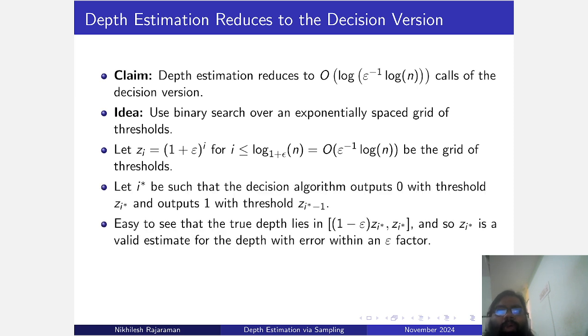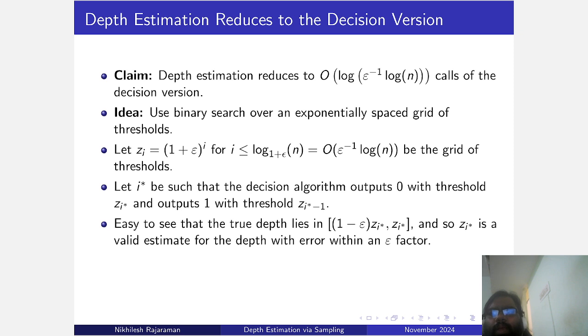And now what we'll do is we'll define a critical threshold, Zi star, as the threshold where the decision problem changes polarity from 0 to 1. More specifically, it's the threshold for which the decision algorithm outputs 0 for the threshold Zi star, and it outputs 1 for the threshold Zi star minus 1. Now the idea is that if we can somehow find this critical threshold, then I'm going to claim that this critical threshold is a correct estimate for the depth within an epsilon factor error.